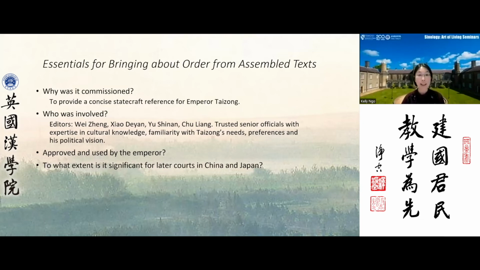Texts. Now, what happened after that? After all the work that was put in, it was completed in the year 631, and it was warmly approved by Emperor Taizong. How do we know? Have a look.